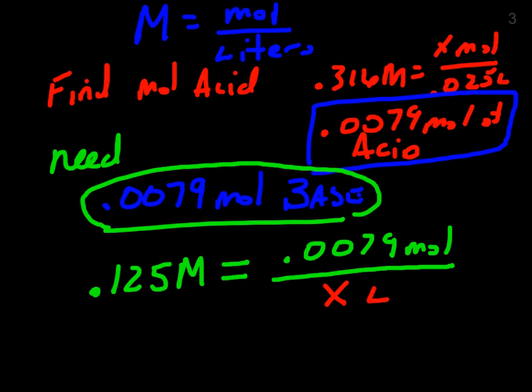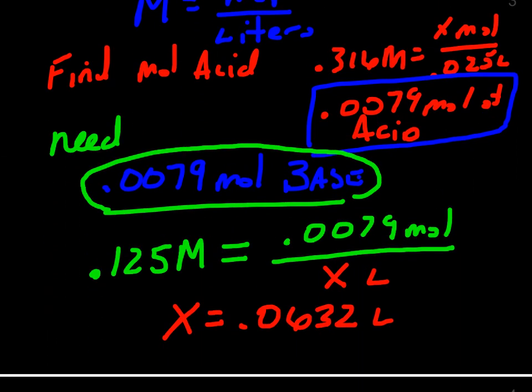X liters. Well, I'm going to come up with the same number. When I do that, it's 0.0079 divided by 0.125. I come up with X being equal to 0.0632 liters, which is the same answer that I got the first time around up here, in milliliters. Anyway, it's the same answer that I got before. So try these.